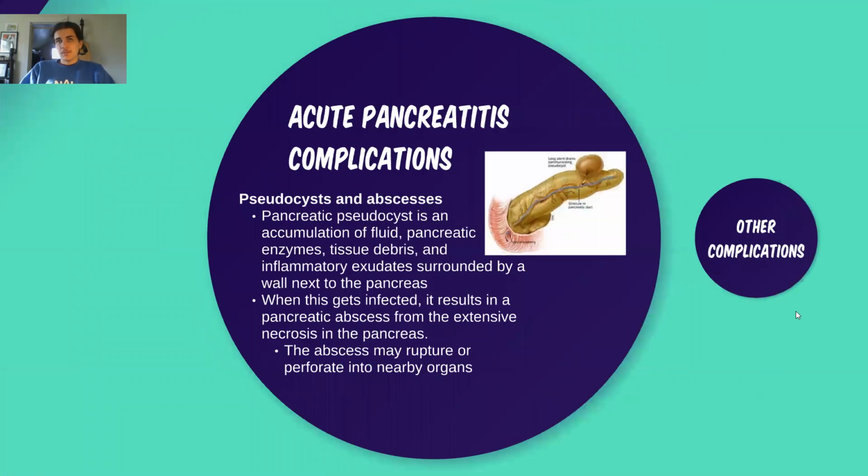Complications that can come of it, the main one is the pseudocysts and abscesses. So pancreatic pseudocyst is an accumulation of fluid, pancreatic enzymes, tissue debris, and inflammatory exudates surrounded by a wall, and that's the pancreas. This gets infected, it results in pancreatic abscess and extensive necrosis of the pancreas. The abscess may rupture or proliferate into nearby organs.